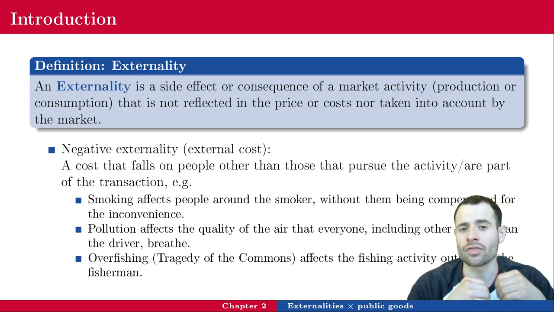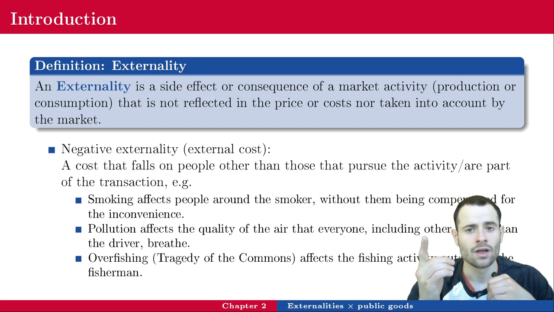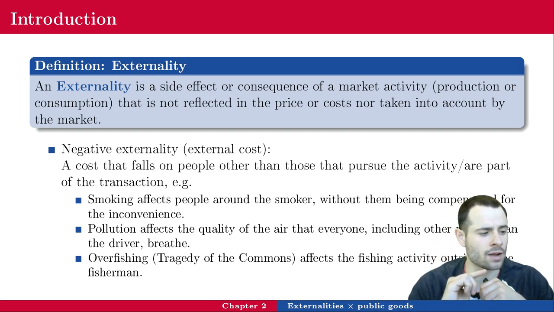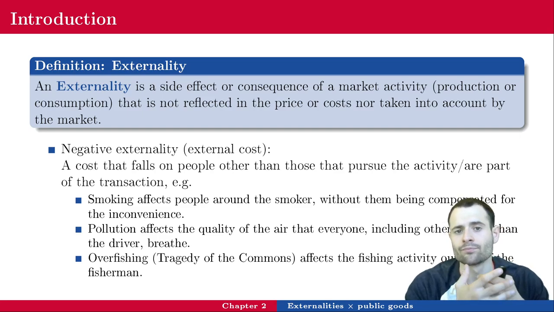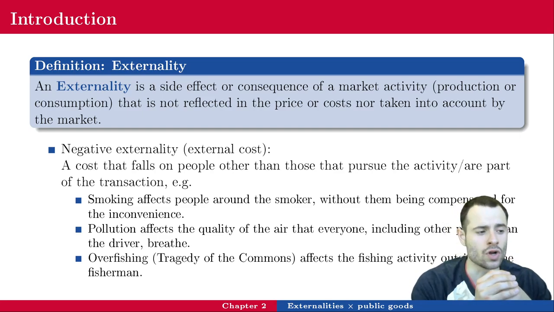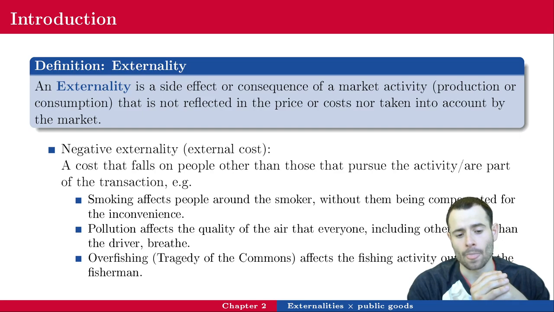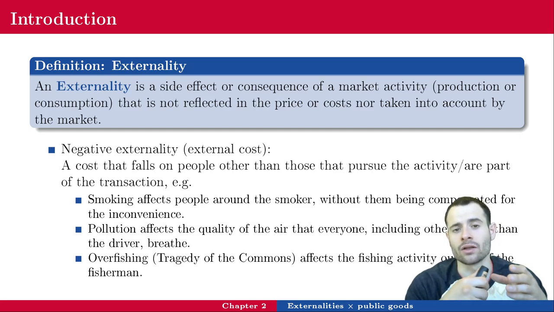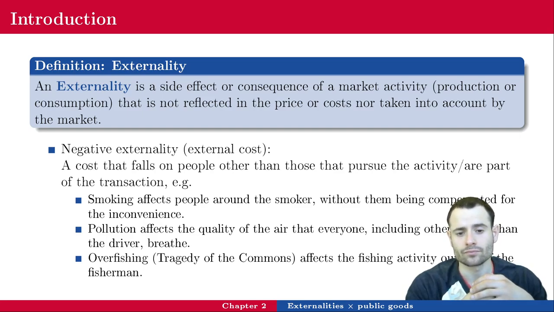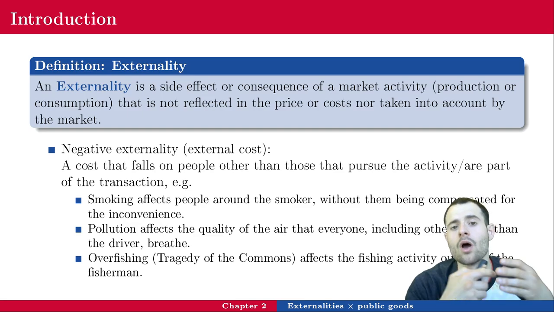If farmers thought about it and said, wait, there are many farmers in the town, I want to leave some grass for them as well, so I'm only going to bring 5 sheep instead of 10. Often, agents do not take that into account, which leads to an inefficient number of sheep grazing on the field. Or overfishing.